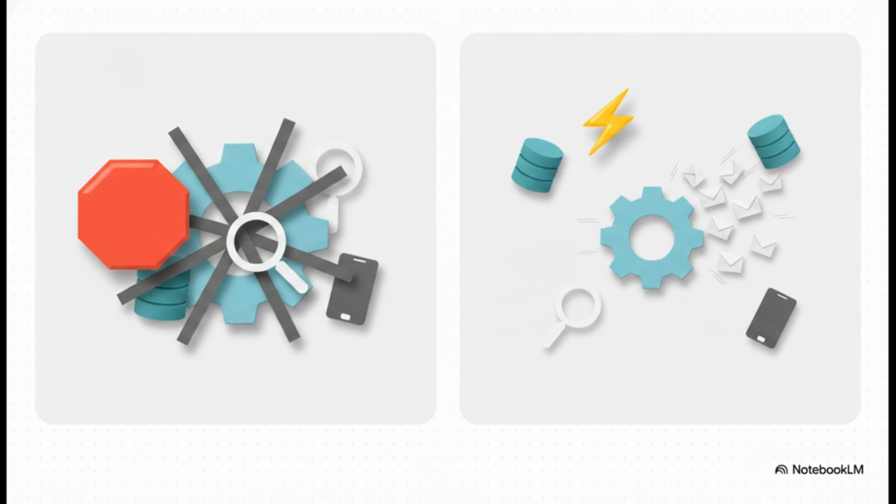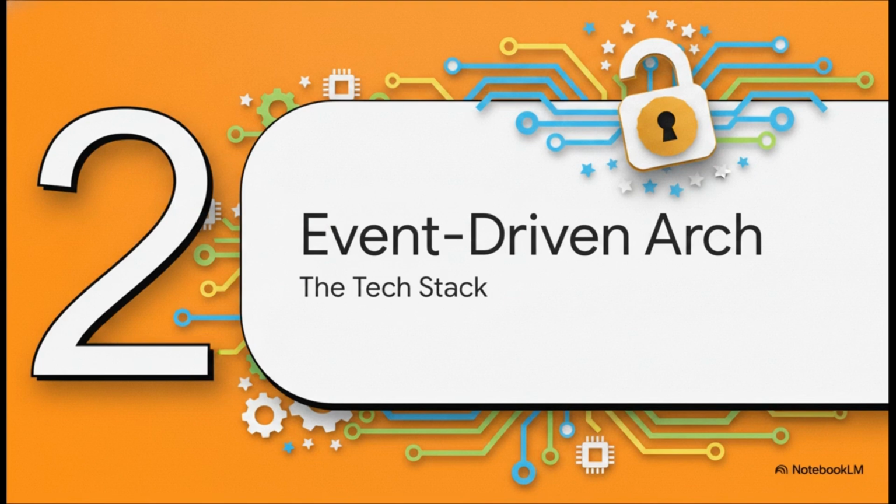But with asynchronous updates, which is the absolute heart of event-driven architecture, components are decoupled, the system is highly available, and we achieve what we call eventual consistency. The services aren't waiting around for each other, they just react to events in real time. Moving on to part two, event-driven architecture unlocked.